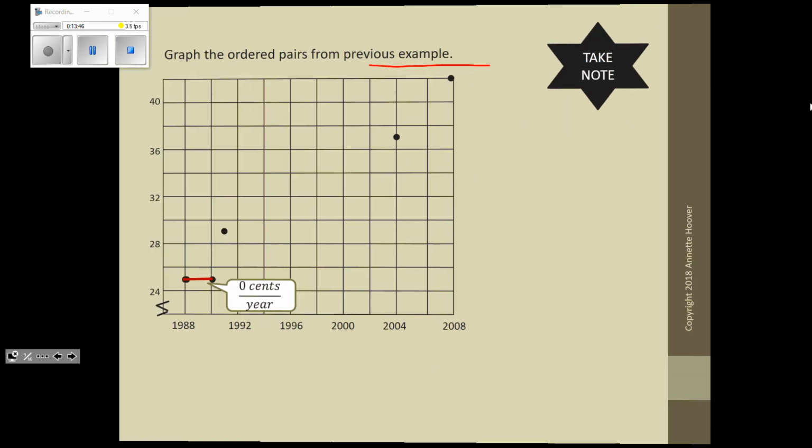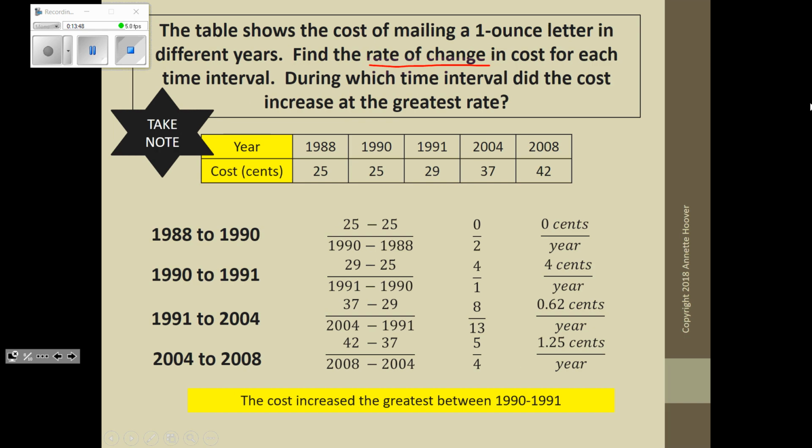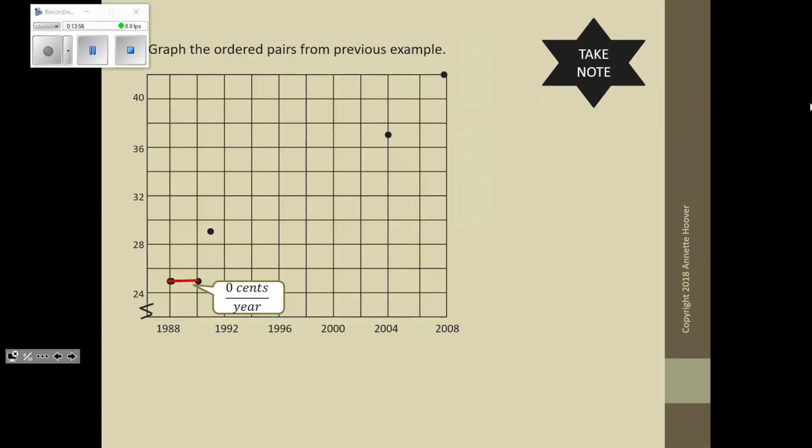We could graph that. Now, if you look back at the table here, remember, these were some ordered pairs right here. These were ordered pairs that we could graph, x, y. So in this next graph, you will see that I've graphed those 5 ordered pairs. Here was the 1988 with 25 cents. This was the 1990 with 25 cents. And these were the next 3 ordered pairs, to show what this looks like graphically.